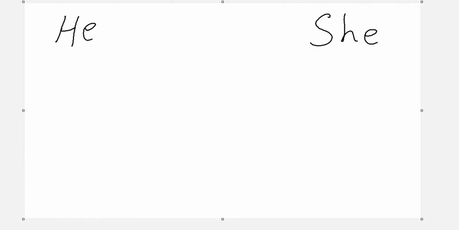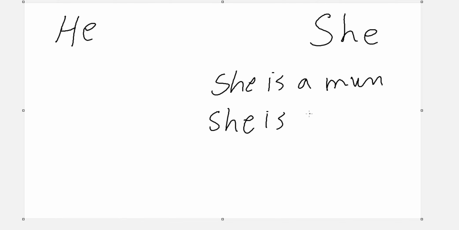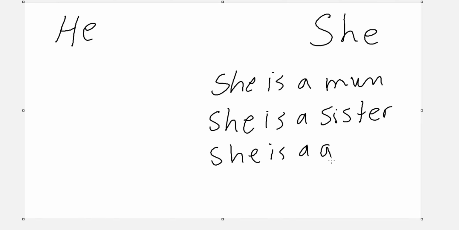We use she when we're talking about females. Females. For example, she, okay? She is a mom. Mom. She is a mom. She is a sister. Sister. She is a grandma. Good. Grandma.